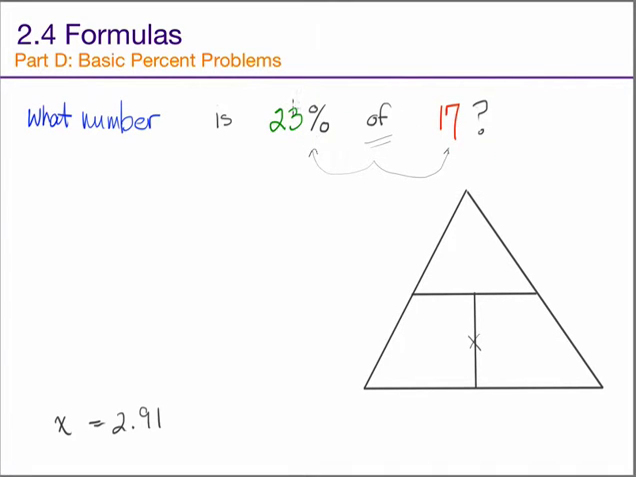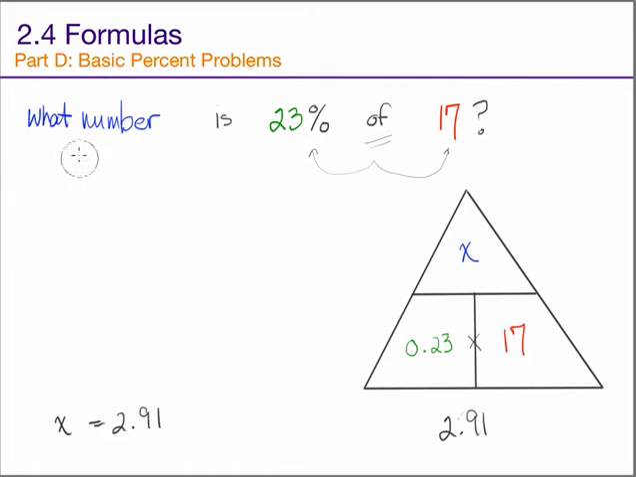I still need to think of my 23% as a decimal, but I can put it here on the left-hand side of the triangle, on the left-hand side of the vertical line. The 17, because it's on the other side of the word of, goes here, on the right-hand side of the vertical line. The only piece that's left now is the what number. So x goes here. Now, the two numbers that you see next to each other, multiply them. 23 times 17, well, when we did that before, we got 2.91. Same answer as we did when we did it the other way.